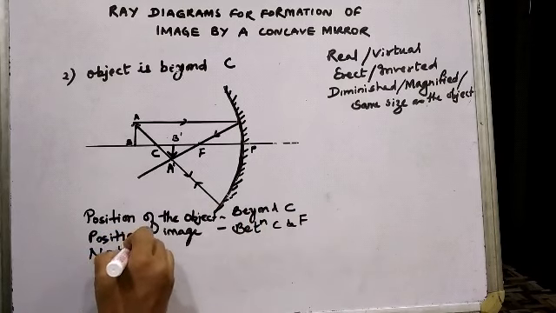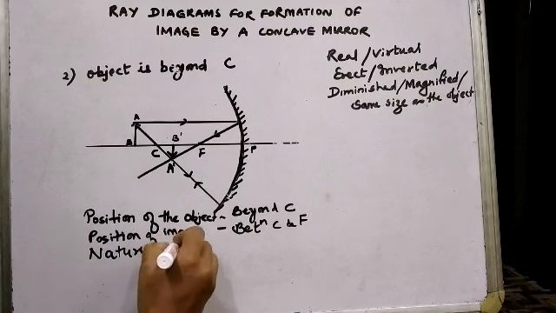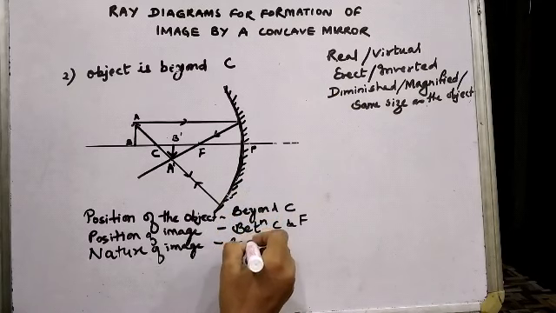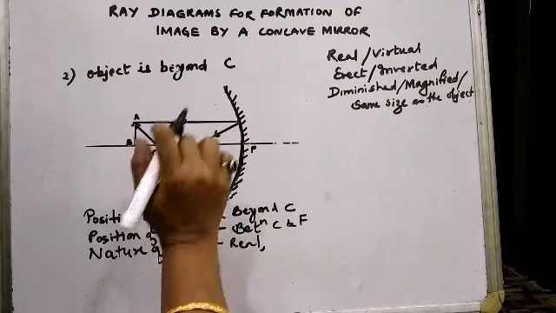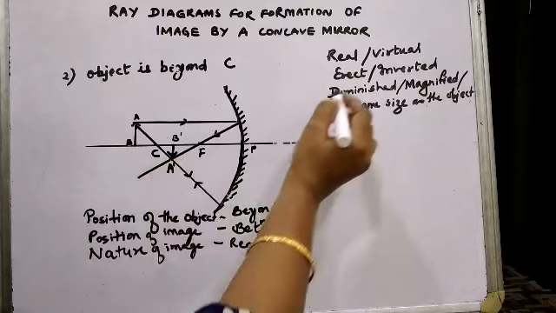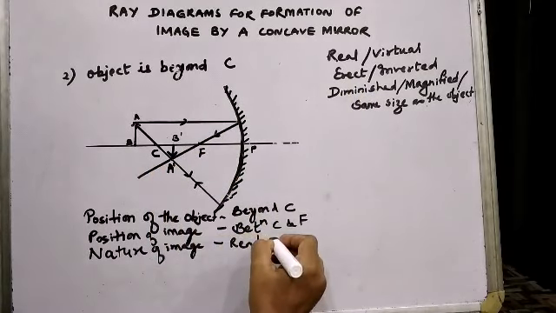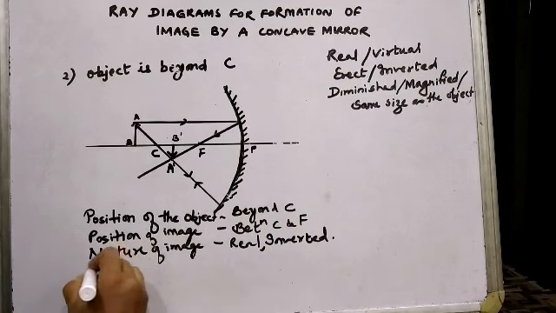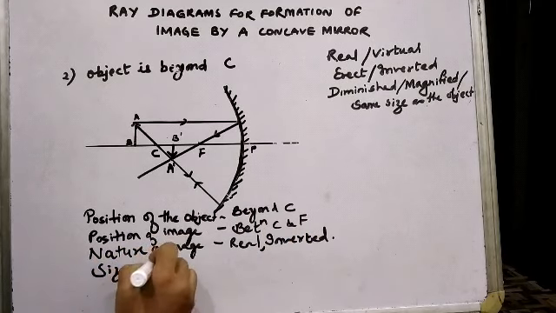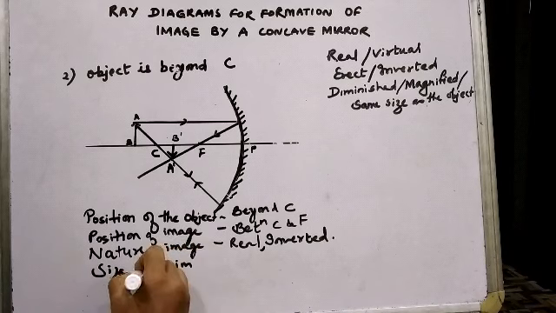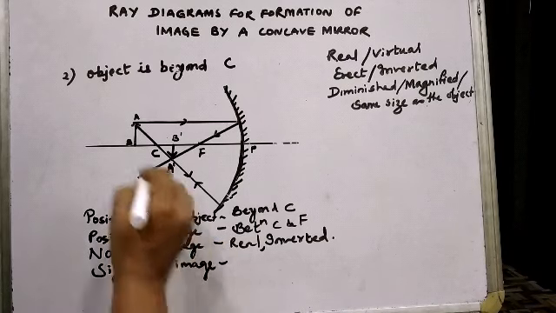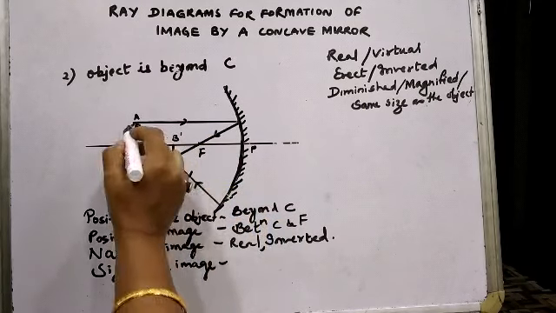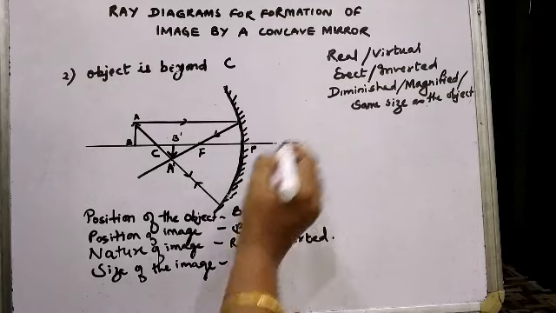Nature of image. The image formed is real because reflected rays actually meet at a point. Is it erect or inverted? It is inverted with respect to the object. So image is real and inverted. And size of the image, you see the object AB is bigger, whereas the image A dash B dash is smaller than the object. That means the image will be diminished.